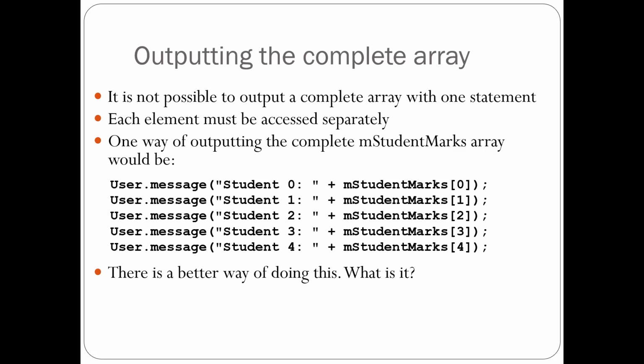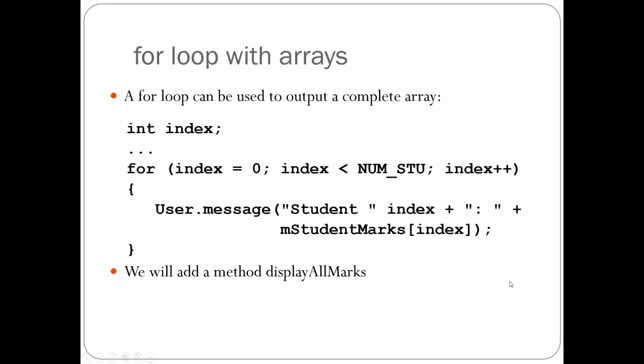If you had 30 students in a class, or 50 or 100, then obviously there's no way you would realistically write 100 lines of code outputting each of the values in each of the indexes. So there must be a better way of doing it, and it's to use something called a for loop. Now again, if you've done previous programming before, you shouldn't really have much of an issue. The only thing about for loops in Java is you just need to know how they're actually used.